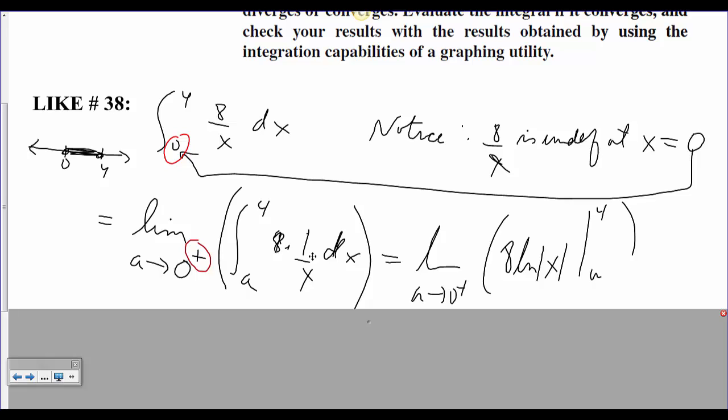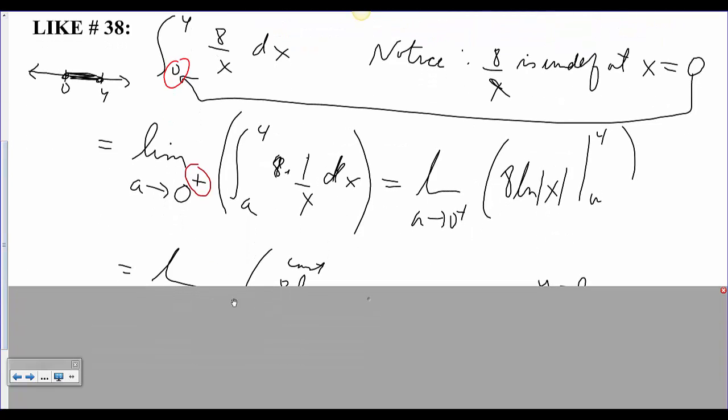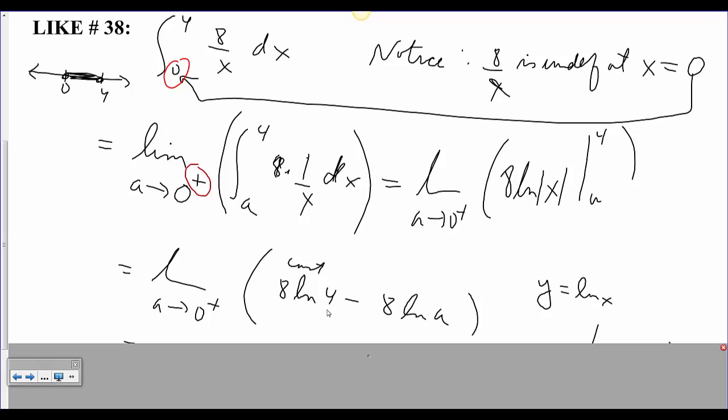The first thing we're going to do is actually evaluate the integral. So we have 8 times 1 over x. The integral of that is 8 times ln absolute value of x, and we're evaluating that from a to 4. We will plug in the upper limit first, which is 4, and then we'll plug in the a, which is the lower limit, and we'll subtract. So we get 8 ln 4 minus 8 ln a.